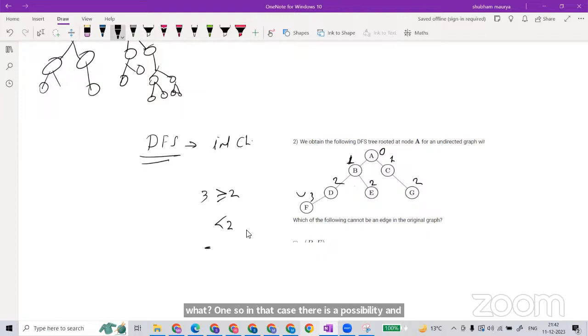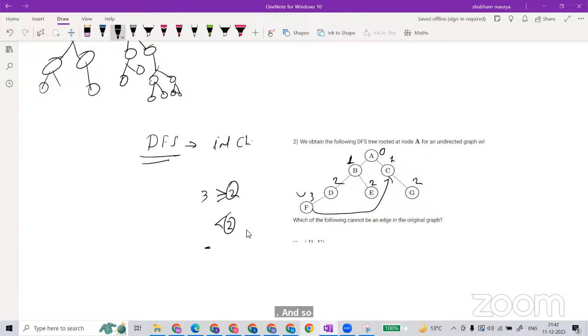But if you say that there could be an edge between F and C, then this is not true, because the level difference between these two is 2. Can you tell me why this is happening? Why I'm saying if level difference is 2 or greater than 2, then there is no edge? What is the reason?